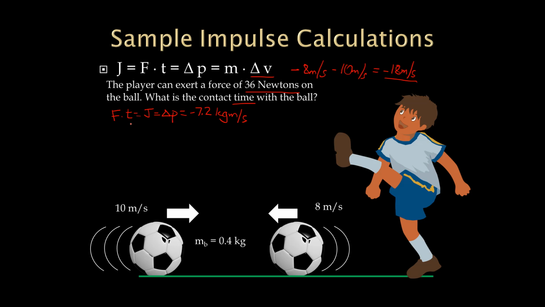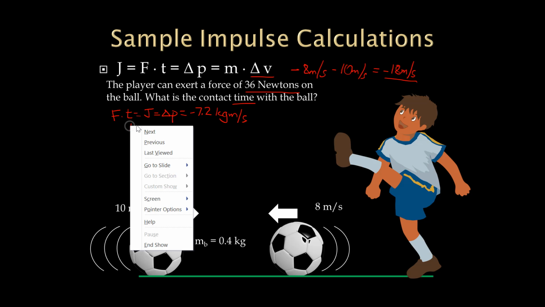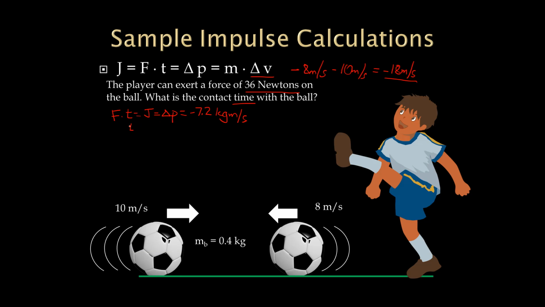Again, isolating for time is going to require us to divide by force. Our time is going to be equal to minus 7.2 kilogram meters per second, and we have to divide by the force. Now notice our young kicker is kicking to the left, so our force is going to be negative. So minus 36 newtons. A negative divided by a negative, 7.2 divided by 36, is 0.2 seconds. So that's how long the ball was in contact with our soccer player's foot.